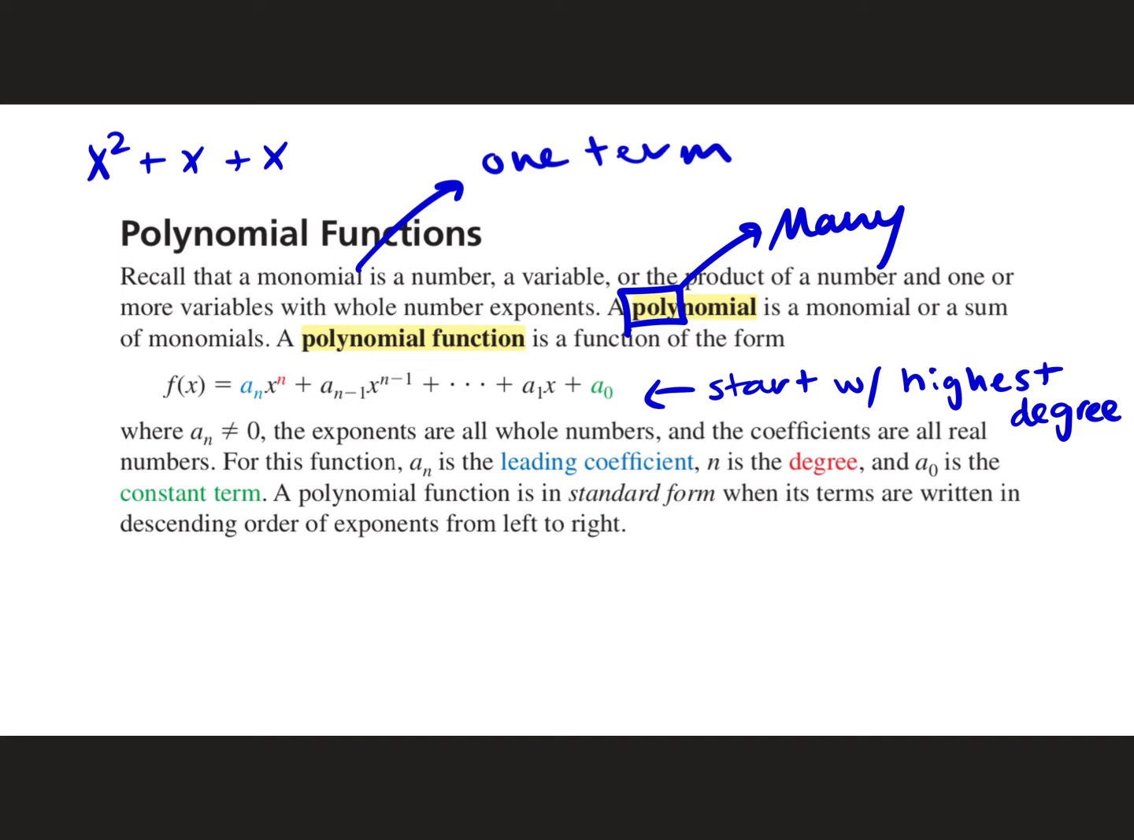So exponents are whole numbers, and the coefficients are real numbers. The number in front of the highest degree is the leading coefficient. And anything that doesn't have an x is a constant term. So this would just be like a number. So a number without an x.